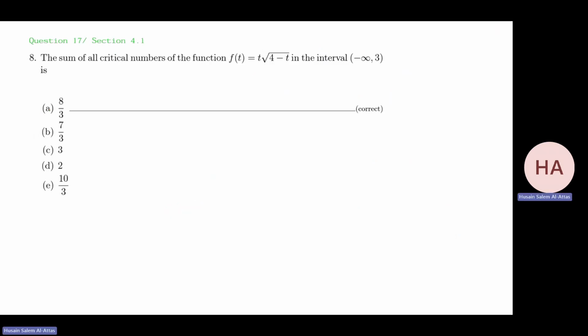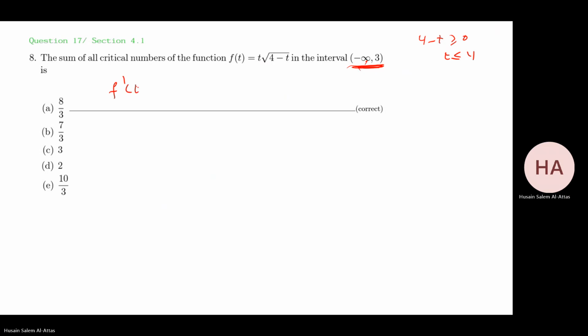The sum of all critical numbers for this function in this interval. Okay. I need to check the domain of f, this one, because I have 4 minus t greater than or equal to 0. That means t is not equal to 4. So I need this interval. I'm working with this interval.